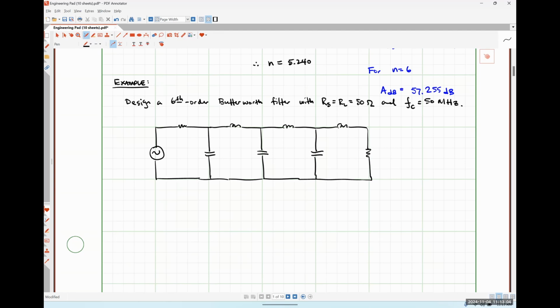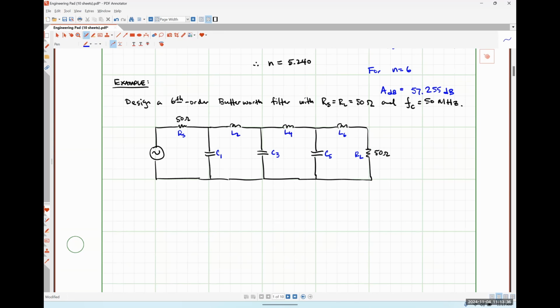Right. So we know that this is going to be 50 ohms and this is going to be 50 ohms. So let me just put those in. So that's RS and RL. This guy is going to be C1, L2, C3, L4, C5, L6, like so.